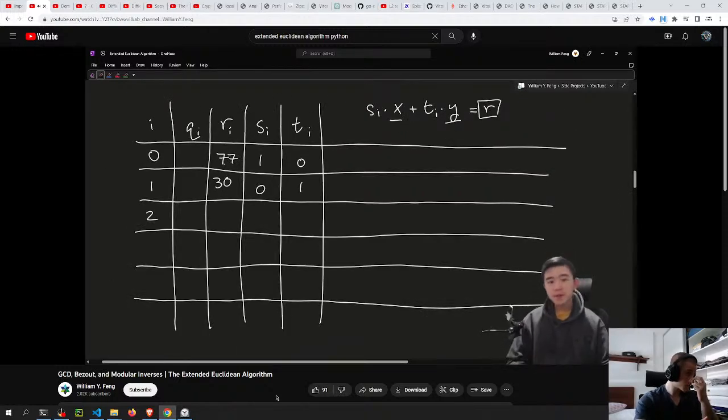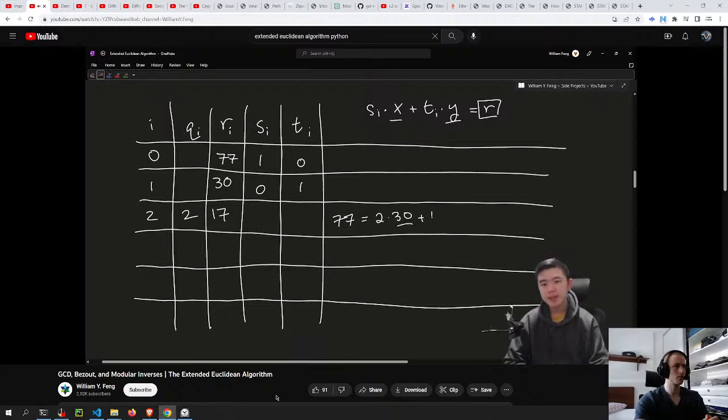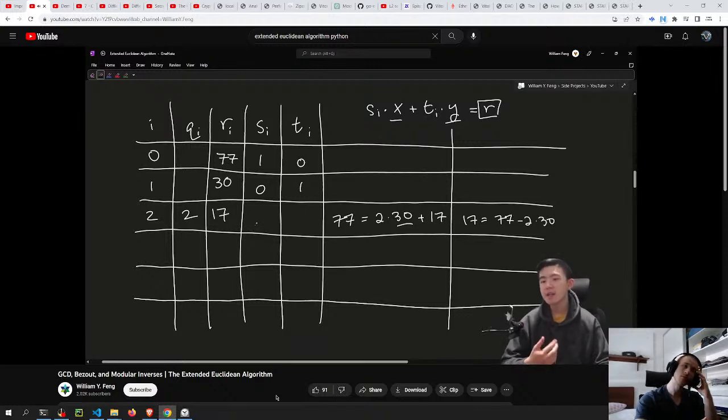So the quotient when 77 is divided by 30 is 2, and the remainder is 17. Now the corresponding equation for this, again, is 77 equals 2 times 30 plus 17. Notice that 2 and 17 are the quotients and remainder for this step, respectively. Alternatively, we can write this as 17 equals 77 minus 2 times 30. So we can now fill in si and ti. Si is going to be the coefficient of 77 to produce a remainder of 17, and ti is going to be the coefficient of 30.